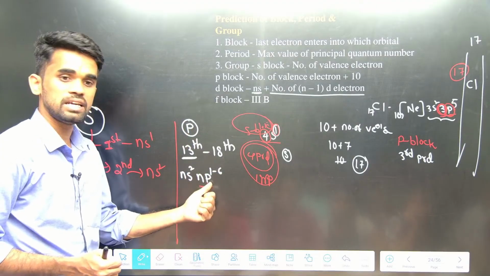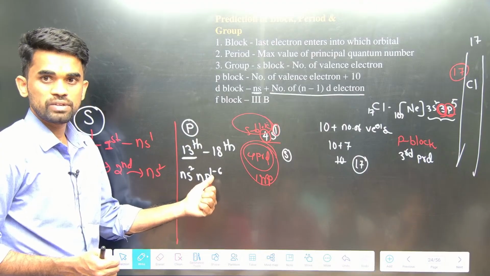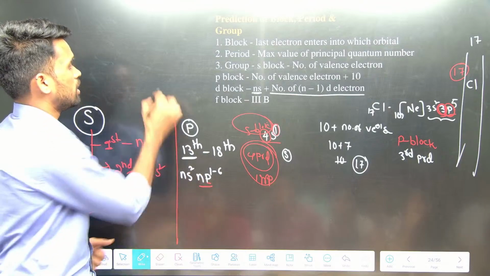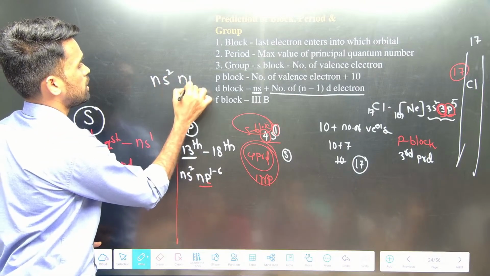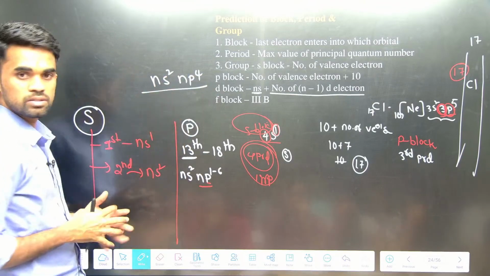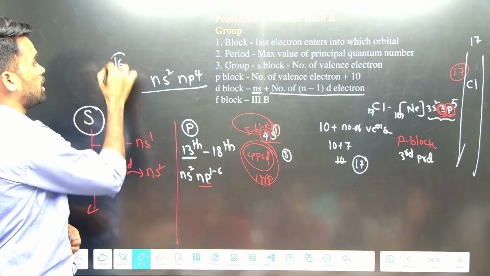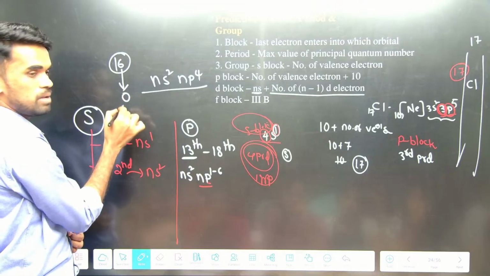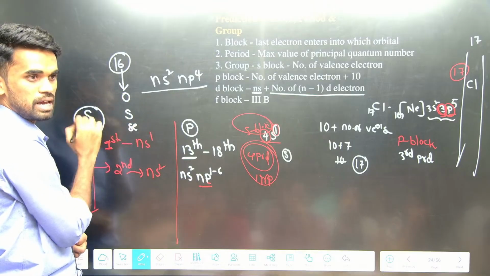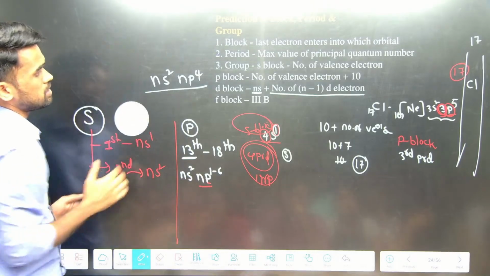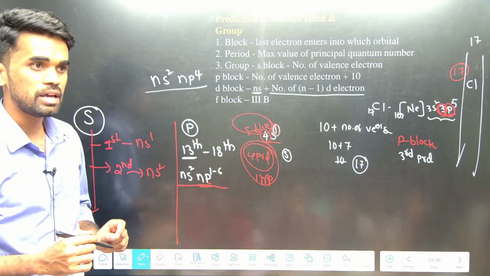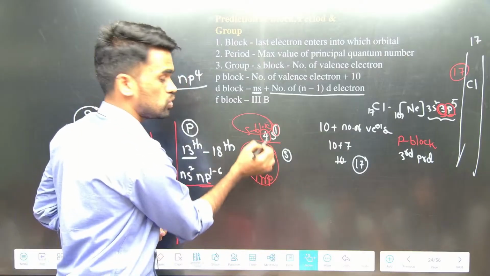If it contains 3, 15th group. Contains 4, like ns2 np4, which group is this? Which family, which elements lie here? It's the oxygen family: oxygen, sulfur, selenium, like that. Now like this you can get a general electronic configuration for p block as ns2 np1 to 6.